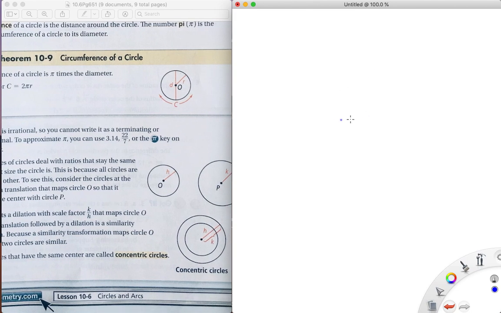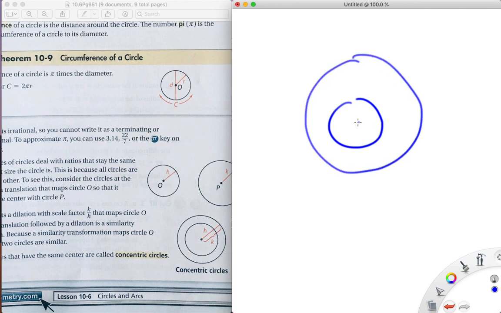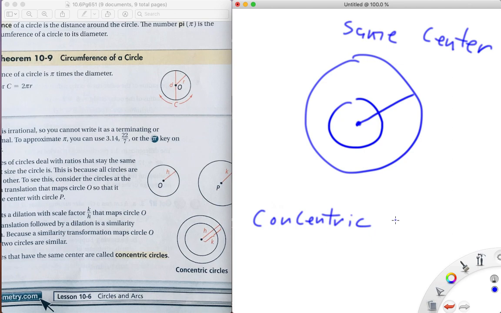Concentric circles. So we have a circle within a circle. It's not to scale. They have the same center. And if they have the same center, then they're called concentric circles. Circles that share the same center.